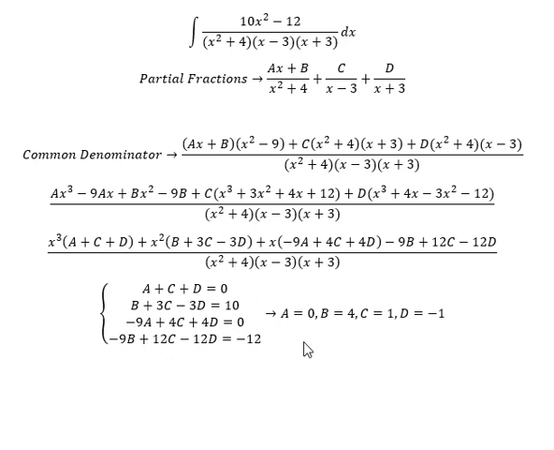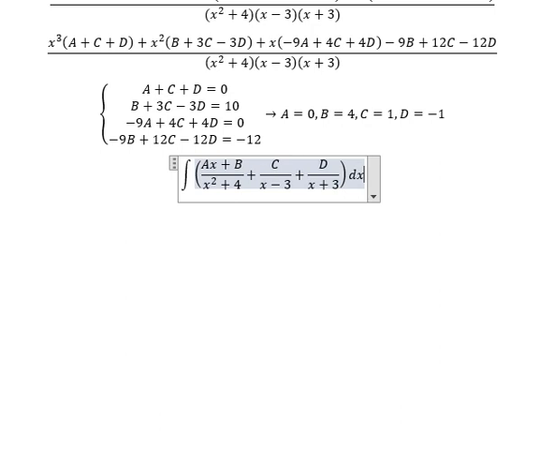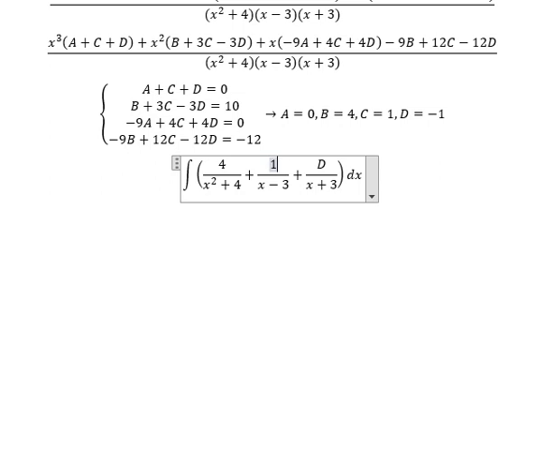Now we put A, B, C, D back in here. So we put number 0 here, number 4 here, number 1 and negative number 1. And now we have the final answer.